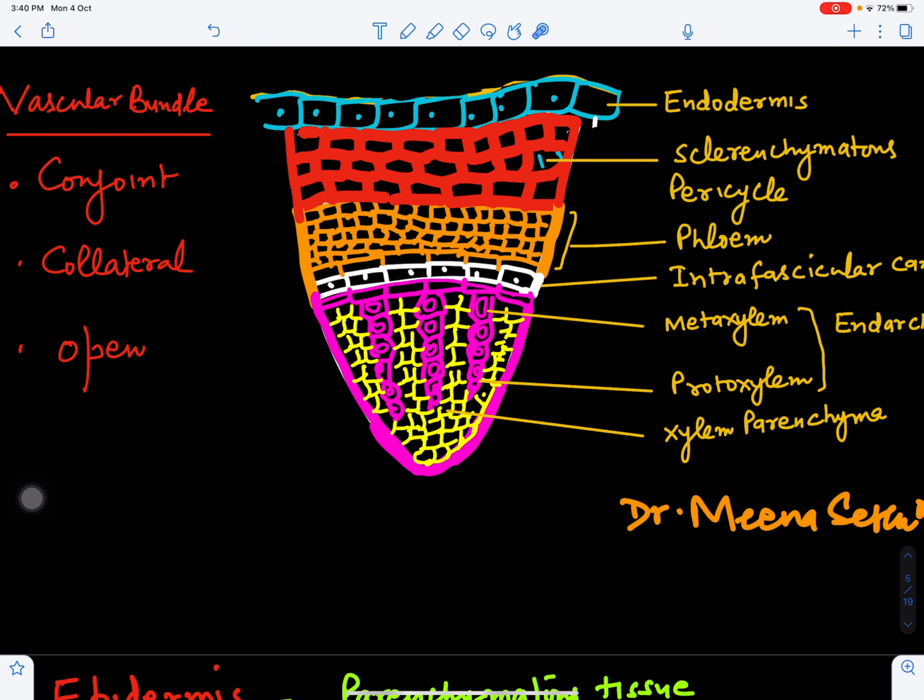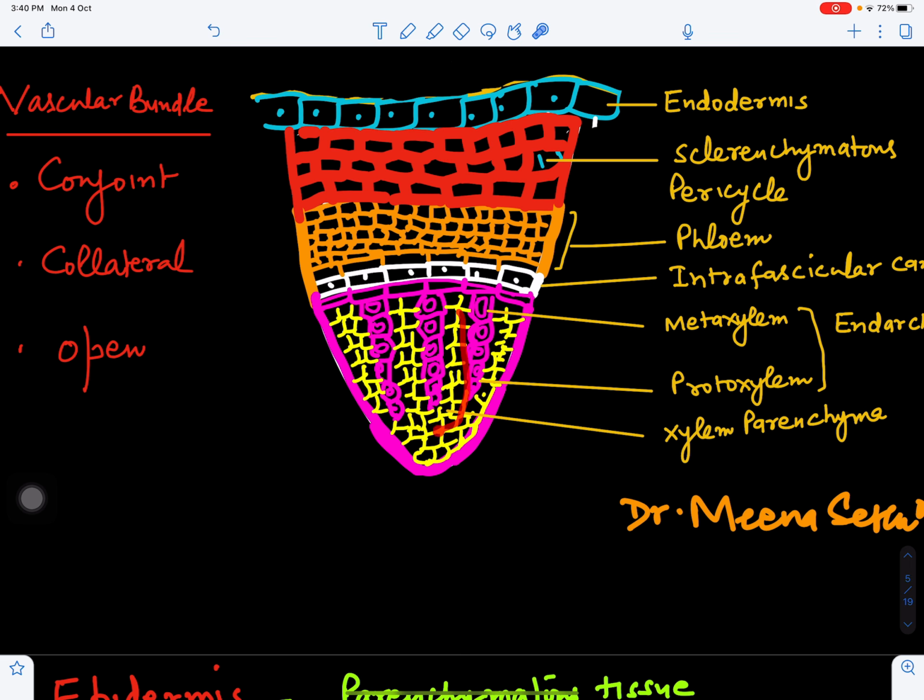Now we can see here xylem elements, these which are bigger in size are metaxylem, and which are smaller in size will be called as protoxylem, because this part is facing toward the outer side and this part is facing toward the inner side of the stem. This condition is called as endarch condition.